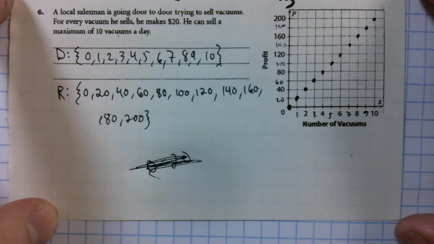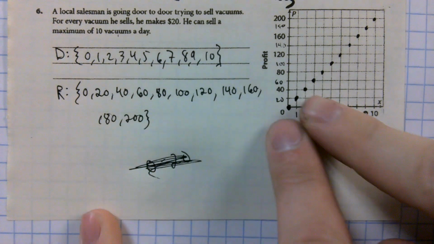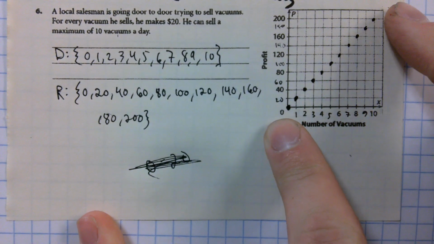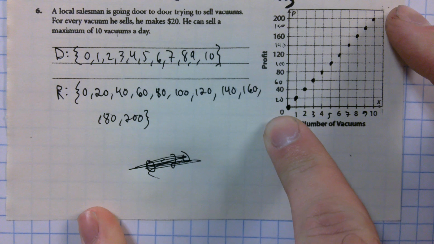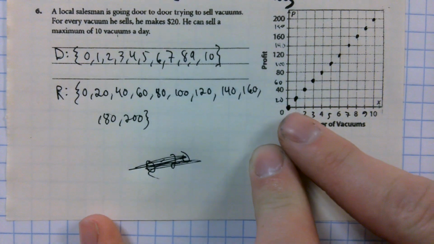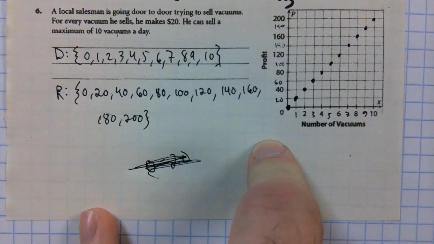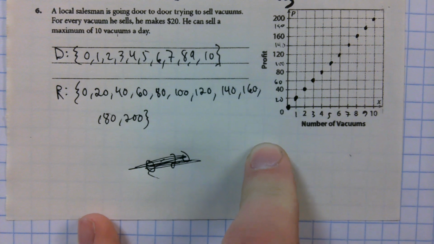Any questions about that? How are we feeling about discrete graphs? Now, see how nice in a row all these dots are? Are we going to connect them? No, I know it's tempting to. We're not going to because like we said, you can't sell half of a vacuum. You can't make $5 or $10.